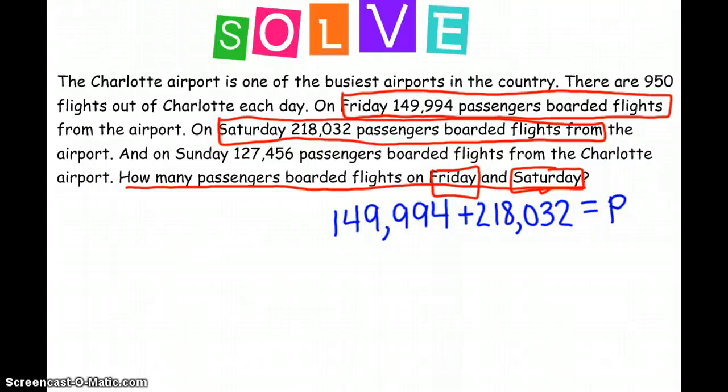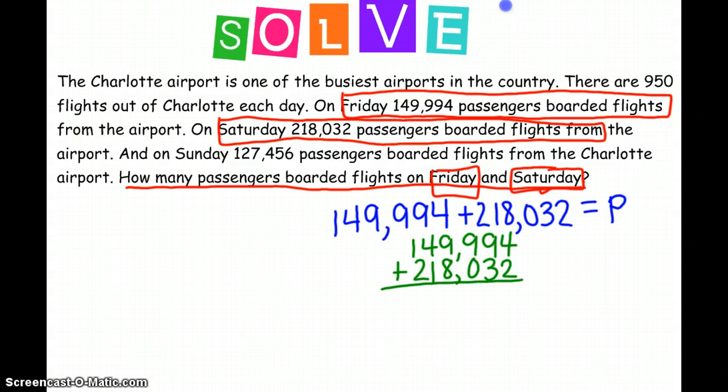Now it brings us to V, which is verify the plan. That just means do the math. So I'm going to do the math. 149,994 plus, make sure I line up my place values. Now let's start with the ones place. 4 plus 2 is 6. 9 plus 3 is 12. Put down the 2, carry the 1 in a basket so you don't forget it.